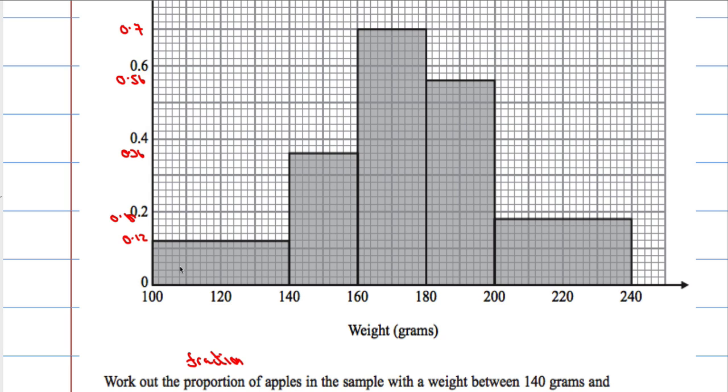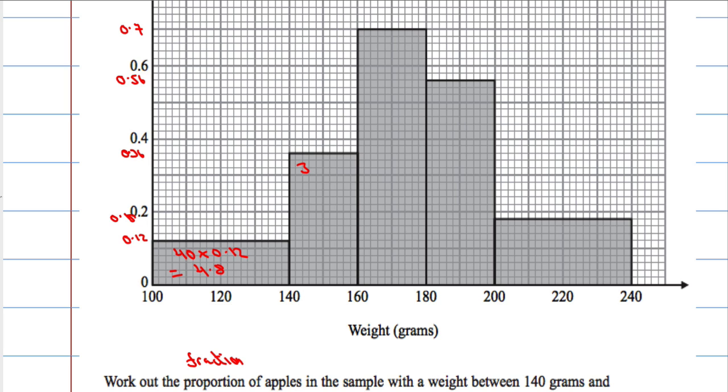I want the total area of my histogram. And because these bars are made up of rectangles, I'm going to work out the area of each rectangle. So this is 40 wide and it's 0.12 high. I'm going to do this in my head. You can use a calculator, but it might be quicker for me to do it in my head. 12, 24, 36, 48, 480 divided by 100, 4.8.